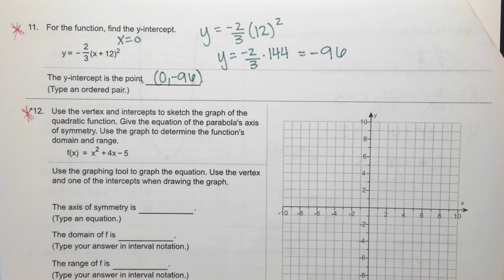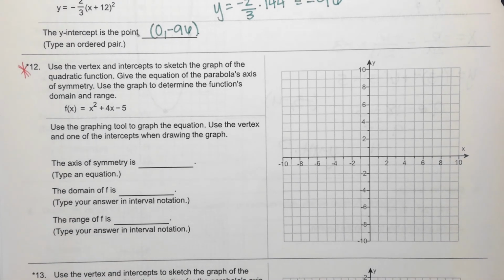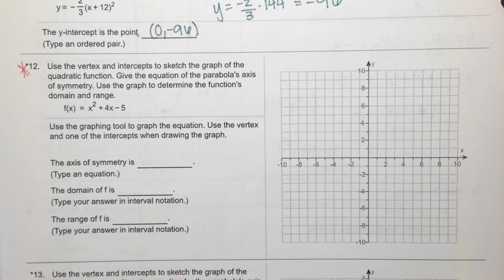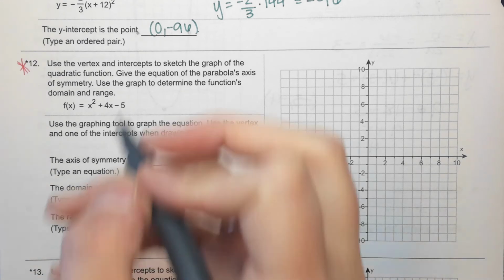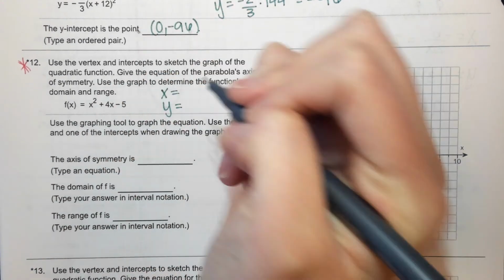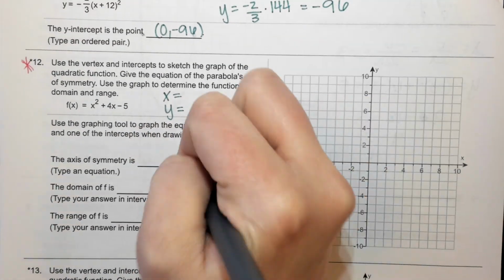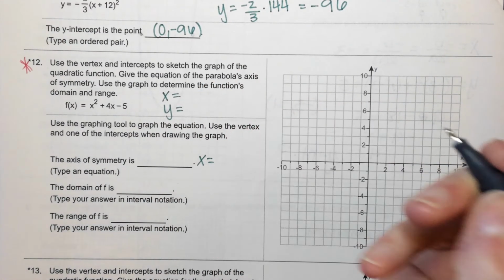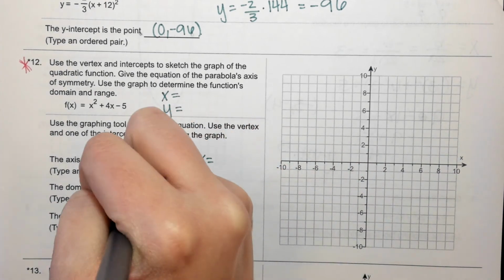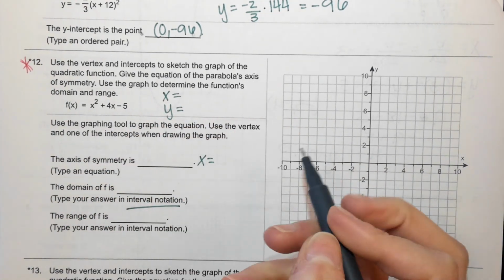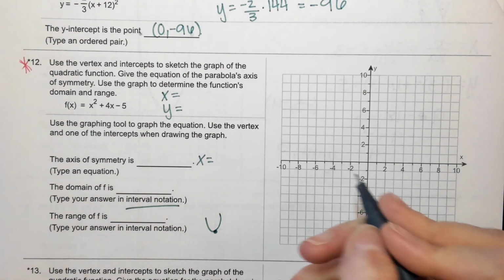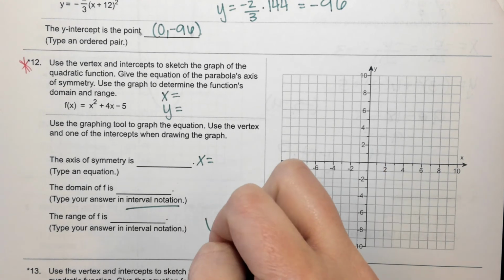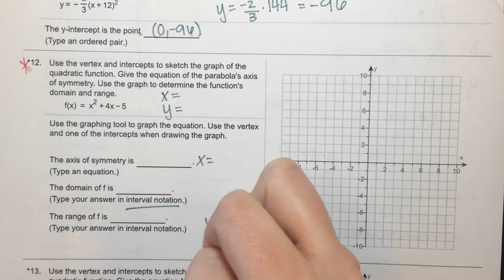All right, number 12, use the vertex and the intercepts to sketch the graph, and then give the equation of the parabola's axis of symmetry. Use the graph to determine the function's domain and range. So this is stuff that we've already done before. So you're going to need to find x, you're going to need to find y. Your axis of symmetry is your x. The domain of a parabola is all real numbers. Make sure you do interval notation. The range, this is positive, so it's open and up. So you'll take your y value and use that for your range.